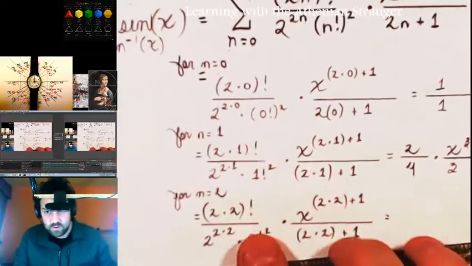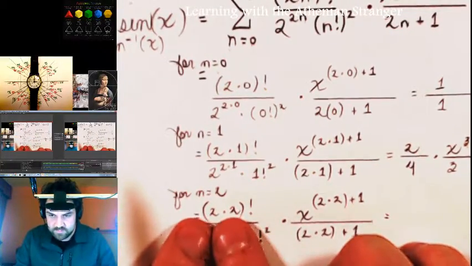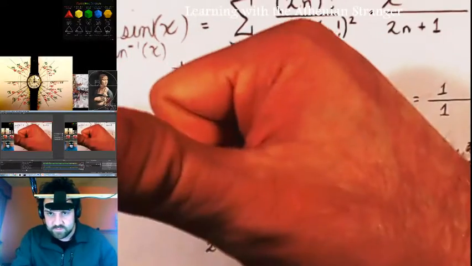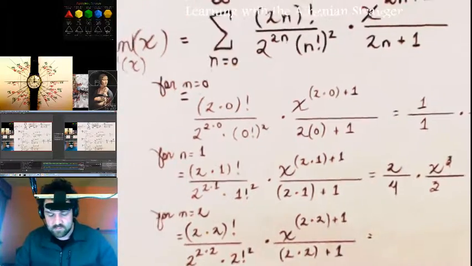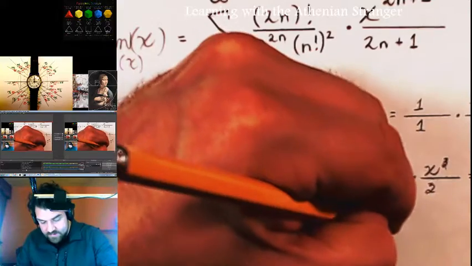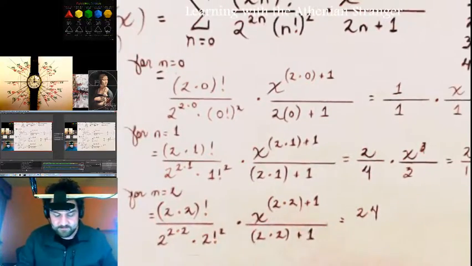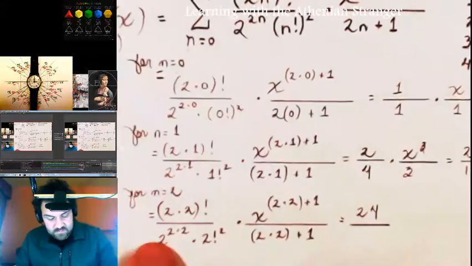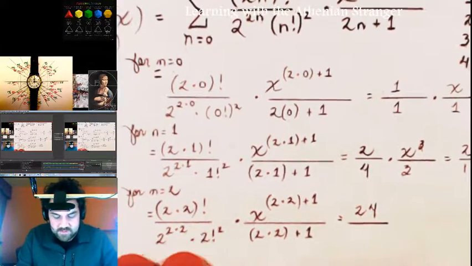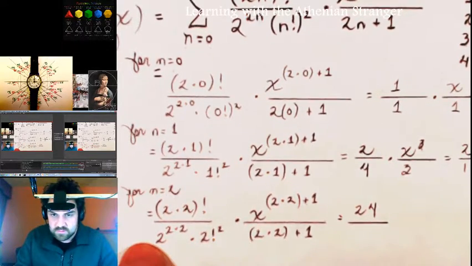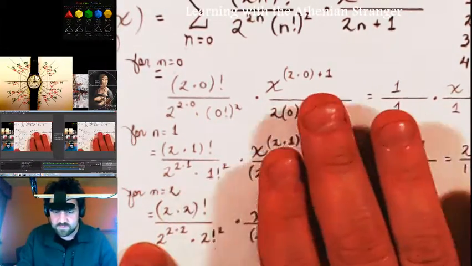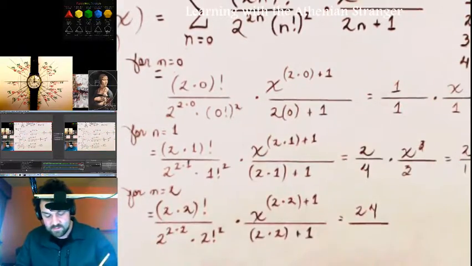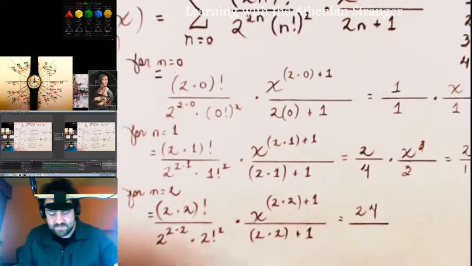What's 2 times 2? Well, that's 4. What's 4 factorial? 4 times 3 times 2 times 1. So 4 times 3 is 12 times 2 is 24 times 1. So it's 24, right? The numerator over here is 24. Just write it in. 24. Okay? Now let's find the denominator. Now, what's 2 times 2? This is the exponent right here. 2 times 2 is 4. 2 raised to the 4th power is 16. 2 times 2 times 2 times 2. 2 times 2 is 4 times 2 is 8 times 2 is 16. So over here, I have 16.